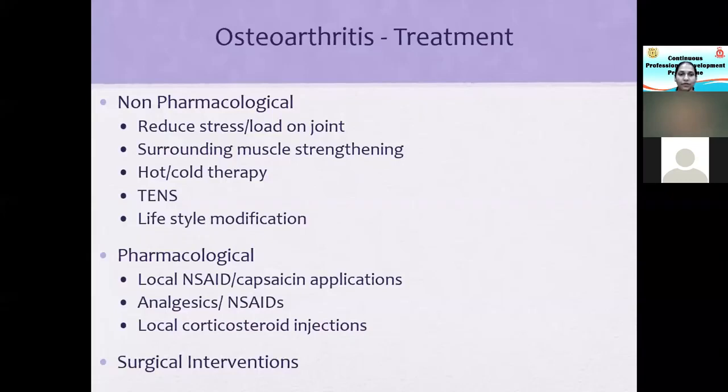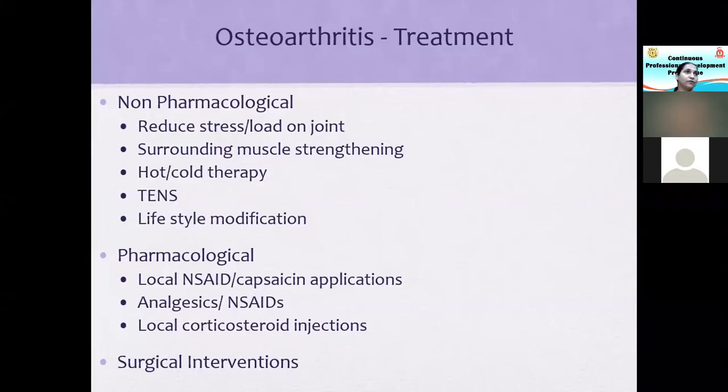When we consider pharmacological treatment, local applications of either non-steroidal anti-inflammatory drugs or capsaicin can be used. Simple analgesics like paracetamol, or more potent non-steroidal anti-inflammatory drugs can be used, as well as local intra-articular injections of corticosteroids. These are mainly to relieve pain.